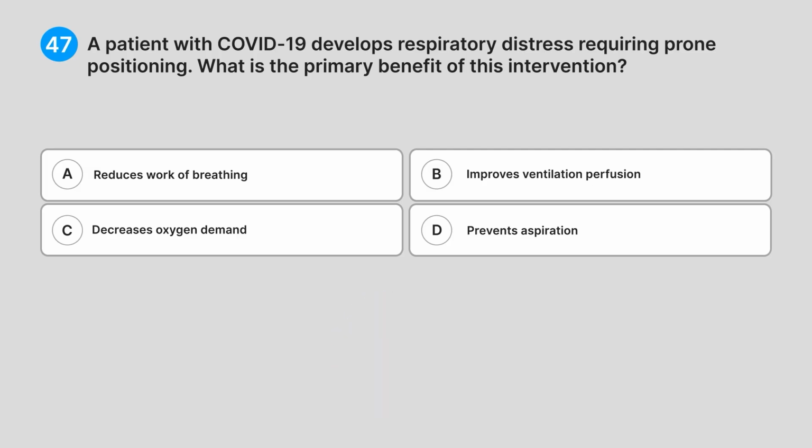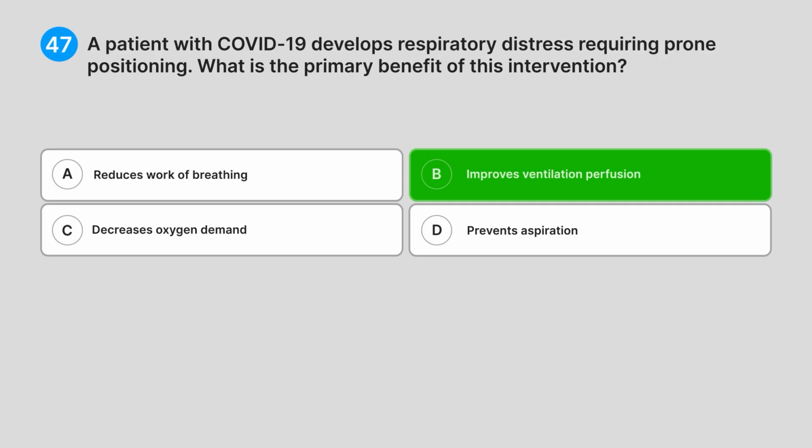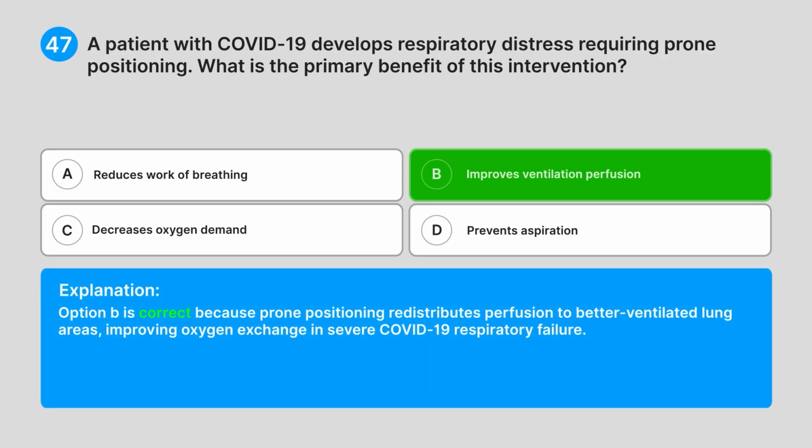Correct answer, B. Improves ventilation perfusion. Explanation. Option B is correct because prone positioning redistributes perfusion to better ventilated lung areas, improving oxygen exchange in severe COVID-19 respiratory failure.